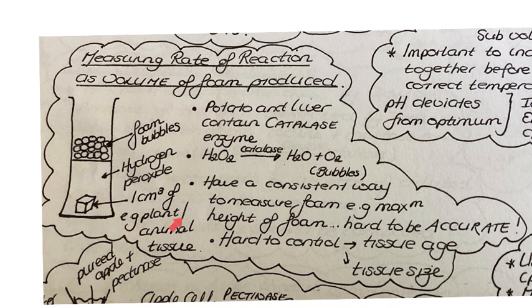Now, in these experiments, you would need to control the volume of catalase that is released into the hydrogen peroxide, and you control it by using 1 cubic centimetre of, for example, potato tissue.